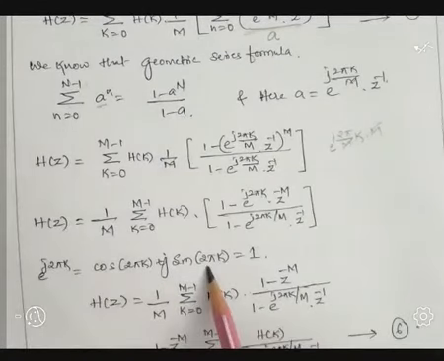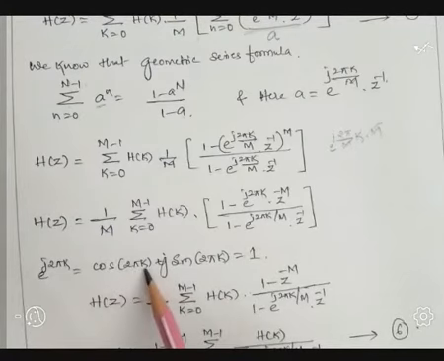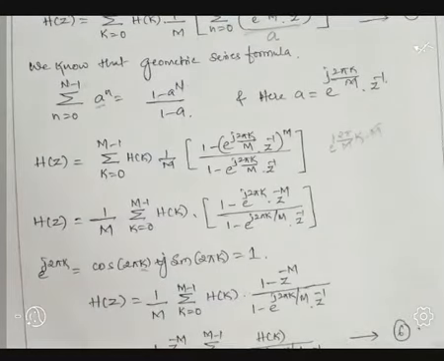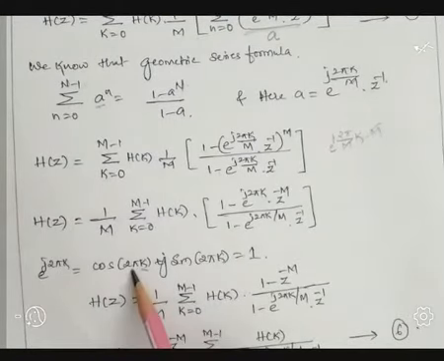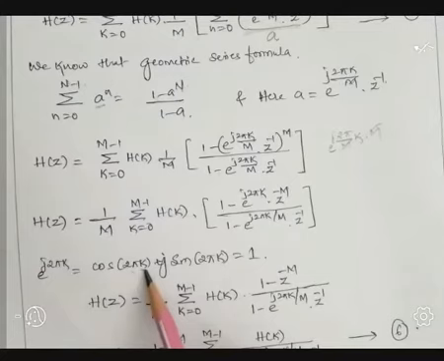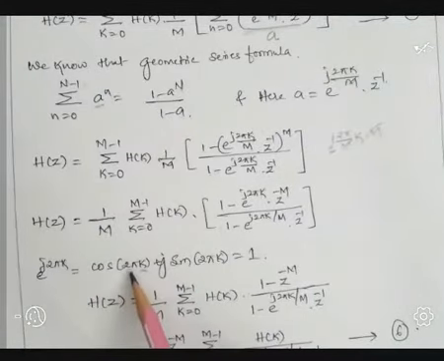Cos of an even multiple of pi, where k may be any value: 0, 1, 2, 3. Substitute k equal to 0, we get cos of 0, which is 1. If you substitute k equal to 1, cos of 2 pi is 1. If you substitute k equal to 2, cos of 4 pi is also 1.